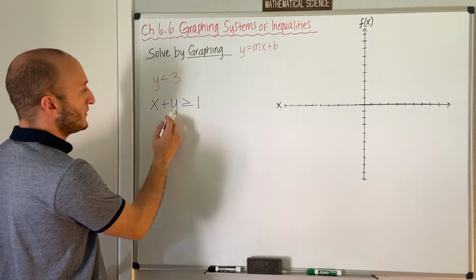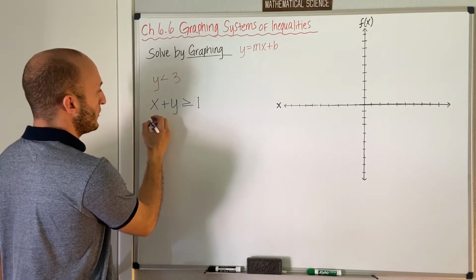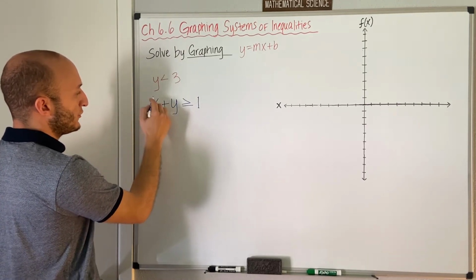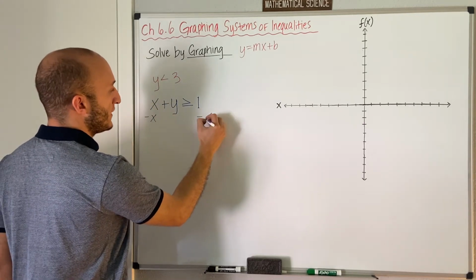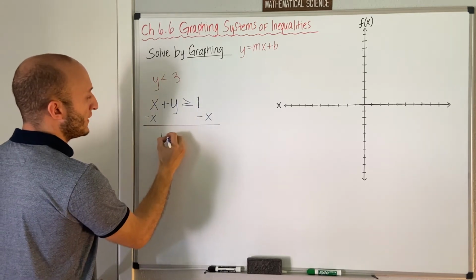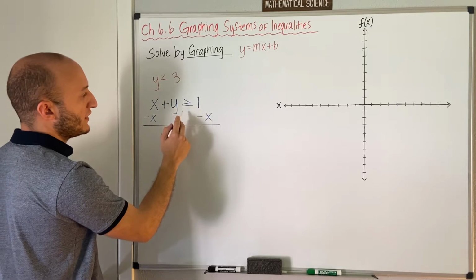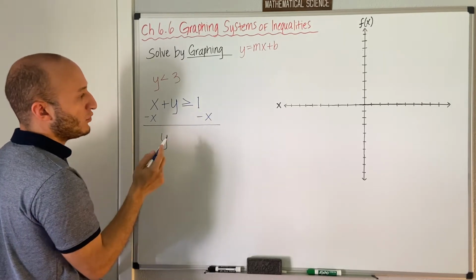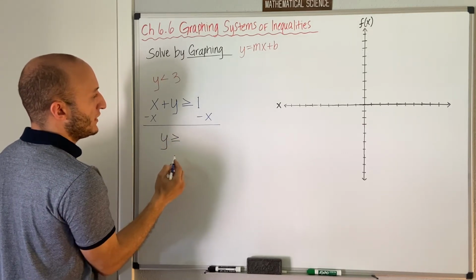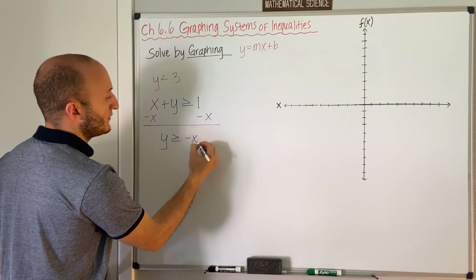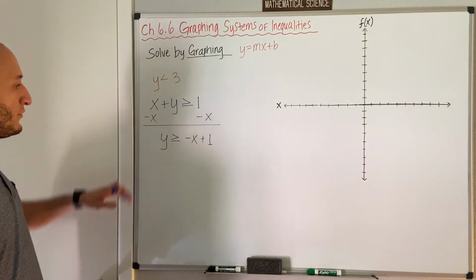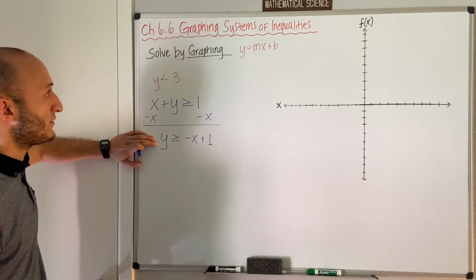Here I need to leave the y by itself, so I'm going to bring that x to the other side of the equation or inequality. If this is a positive x, I have to subtract x in order to make this 0. So I'm going to subtract x from the other side as well, and I end up with y. I keep the same sign of the inequality because I didn't multiply or divide by a negative. So it stays the same, greater than or equal to, and I have a negative x plus 1. So this is the proper form I need, slope-intercept form.